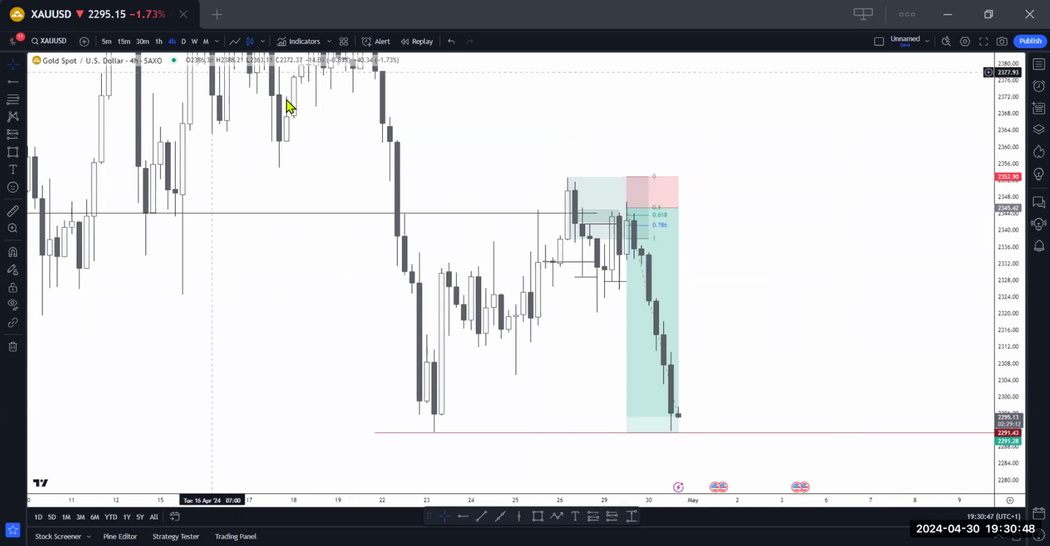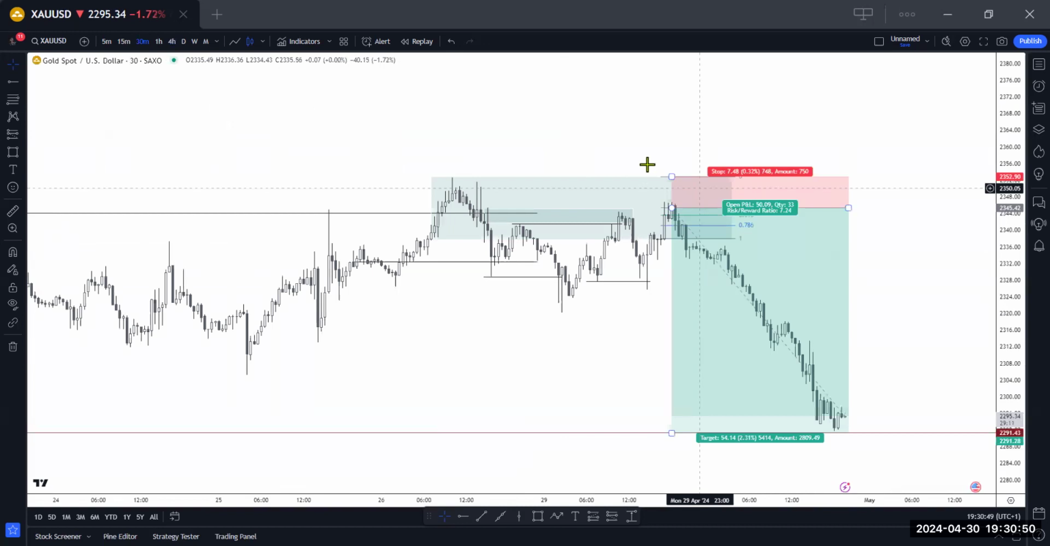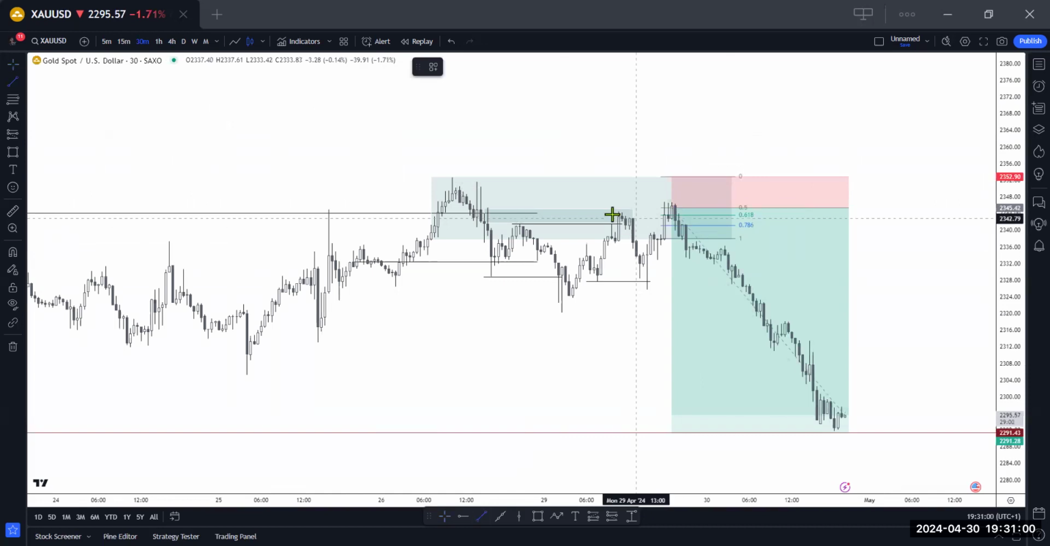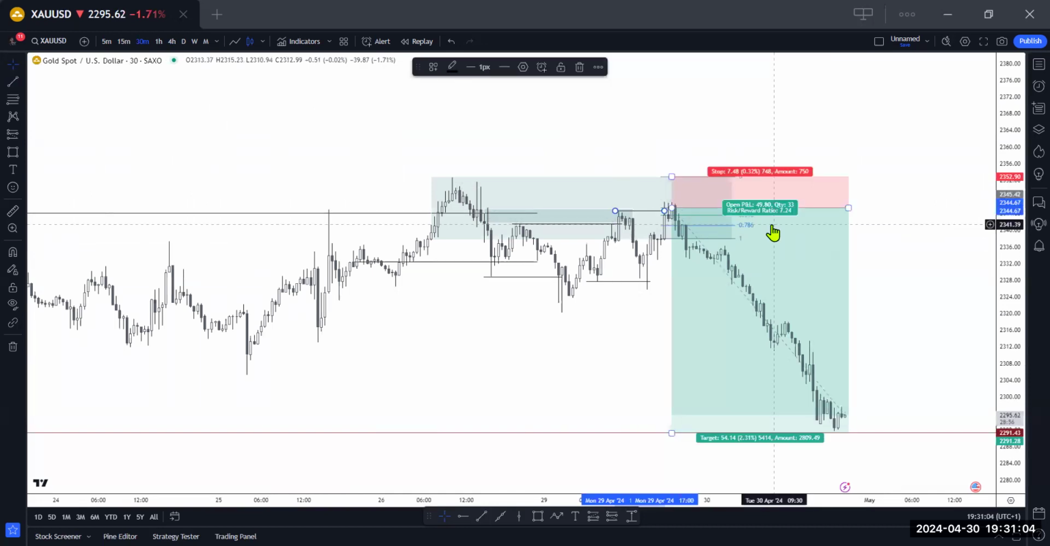And so we went to the M30, got our entry on the M30, and there were more entries to have taken this trade to reduce the stop loss. The stop loss is like 74 pips right now. So there are ways to take the trade and then you're able to reduce the stop loss, which is the best thing. If you can reduce your stop loss, you can actually maximize your profits.